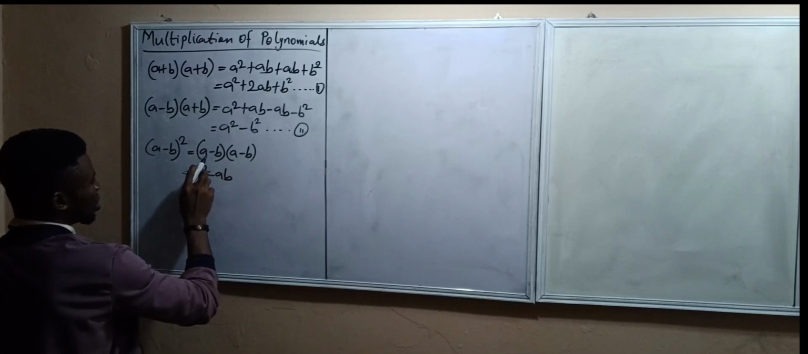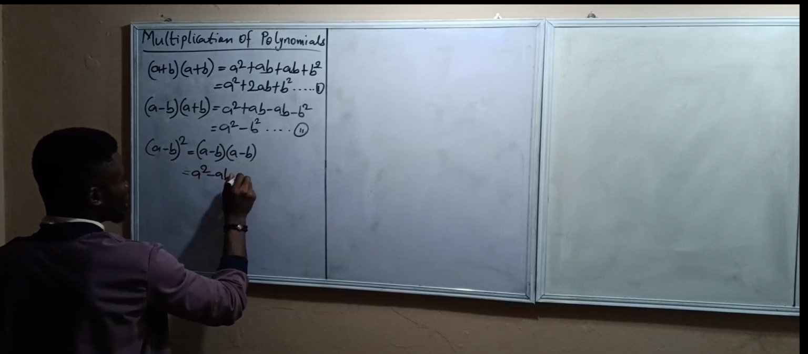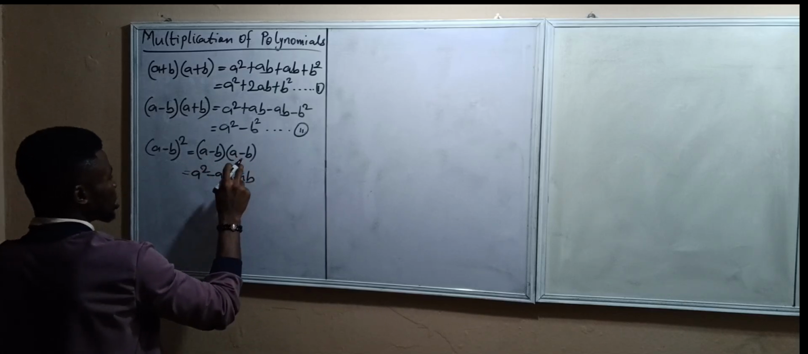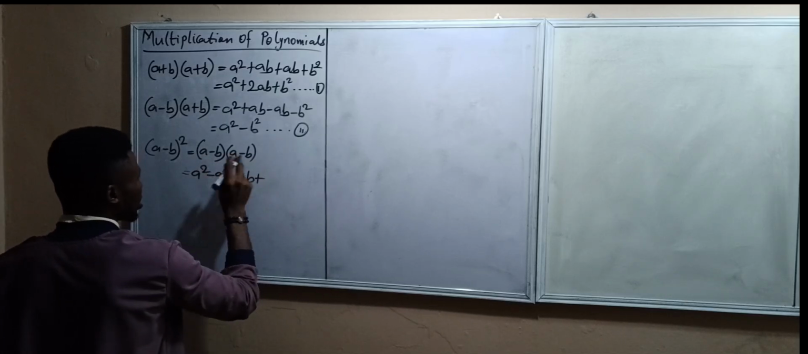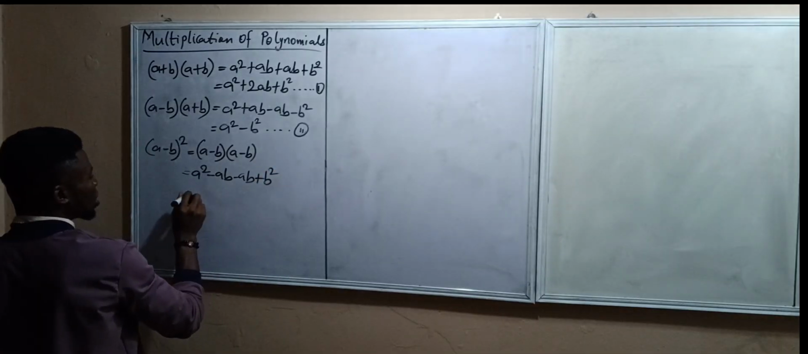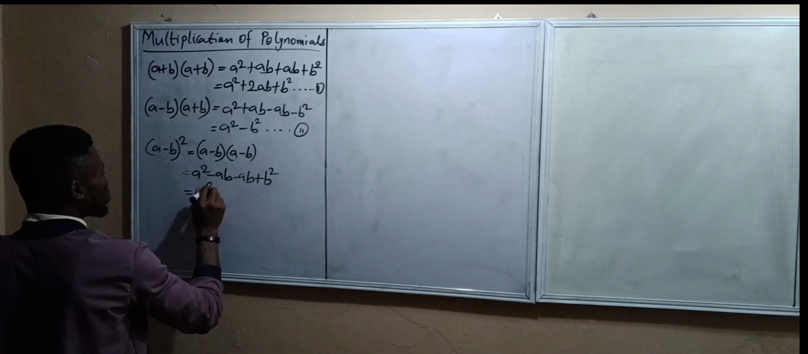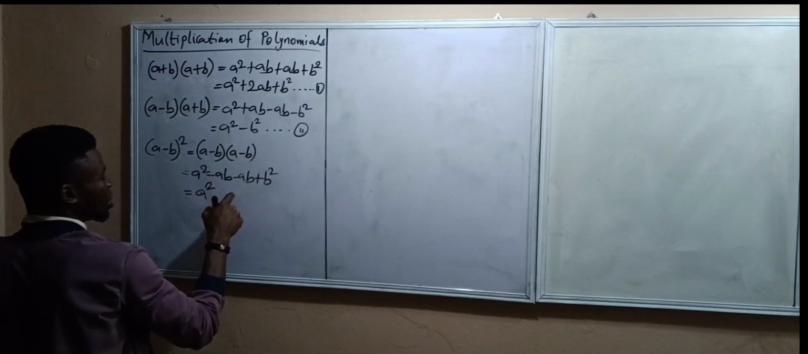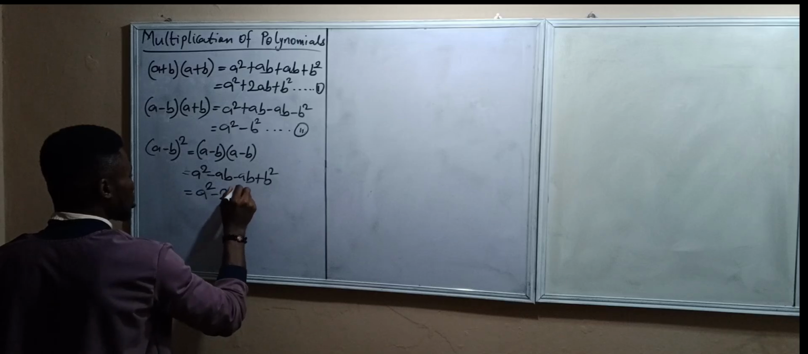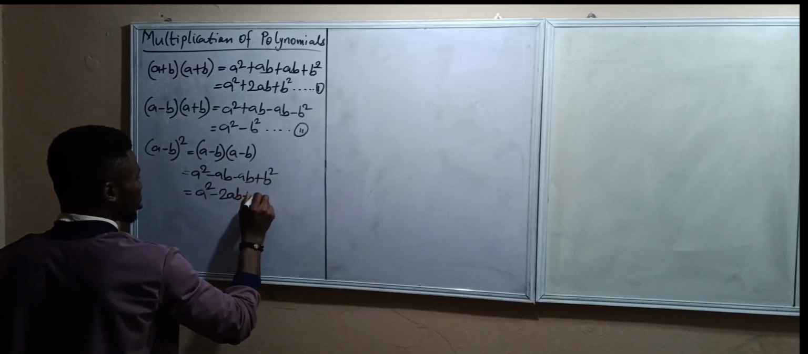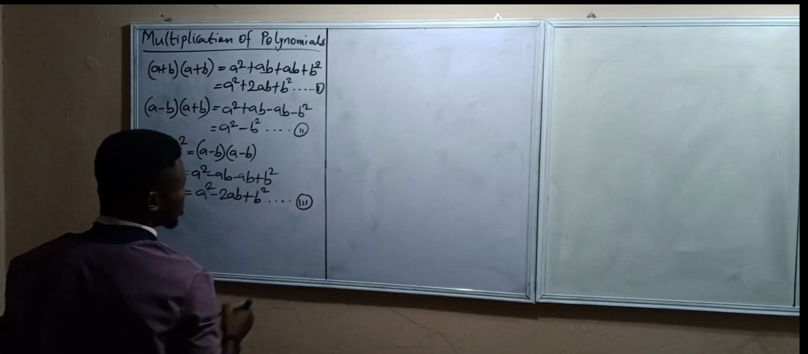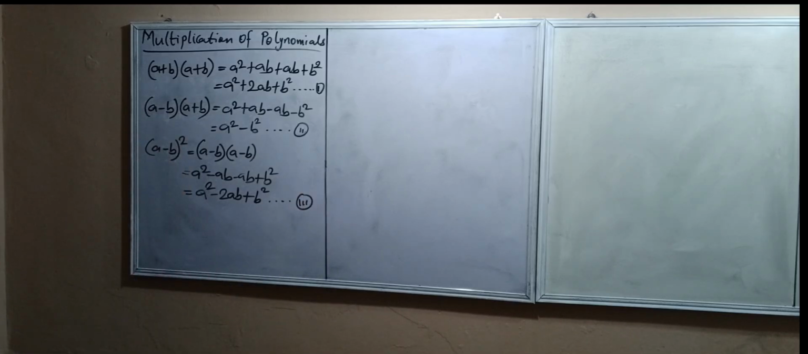Then we come to the second one. Minus b times plus a is still minus ab. Then minus times minus is plus. B times b is what? B squared. And this is equal to a squared minus ab minus another ab, that is minus 2ab, then plus b what? Squared. Note this equation. Yeah.